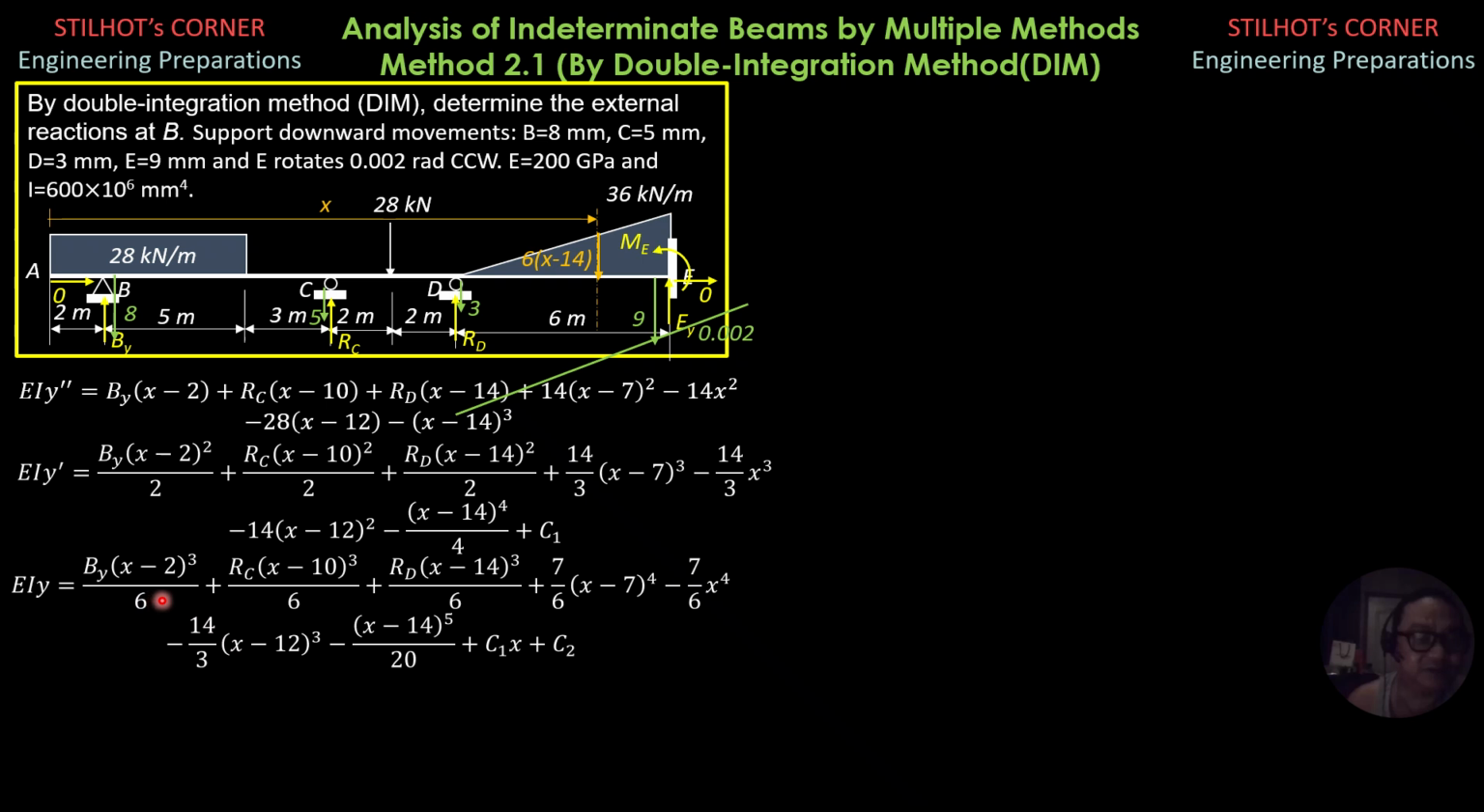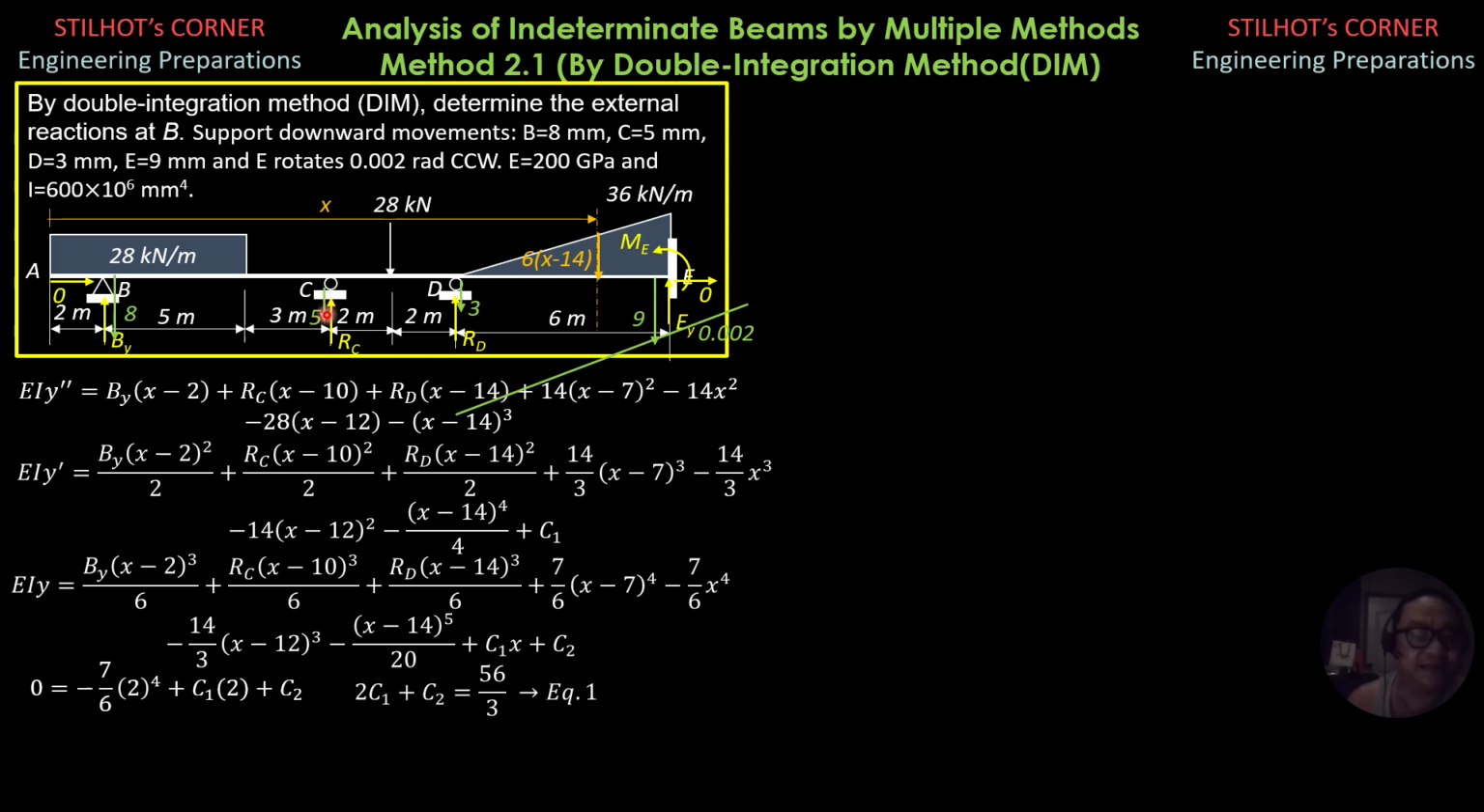So 0 equals, when x is 2, we have our beginning term here, negative 7 over 6, 2 to the fourth, plus c sub 1 times 2 plus c sub 2. So that means 2 c sub 1 plus c sub 2 equals 56 over 3. Call that equation 1.